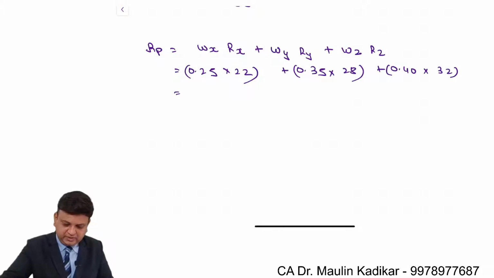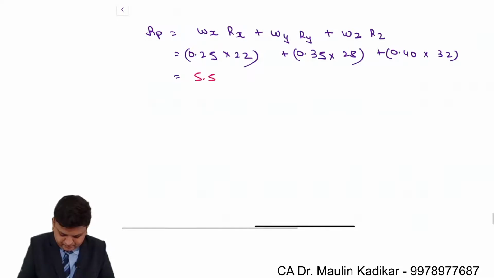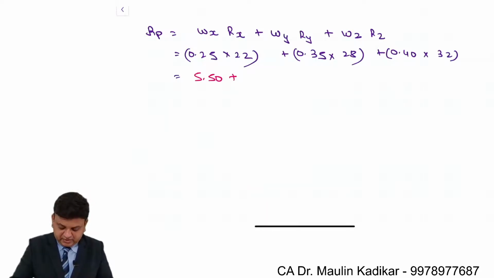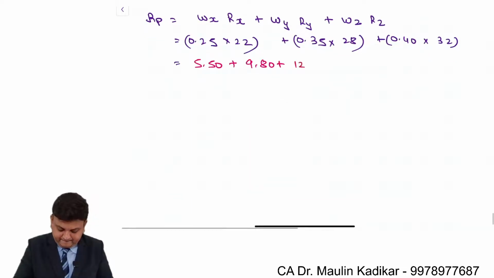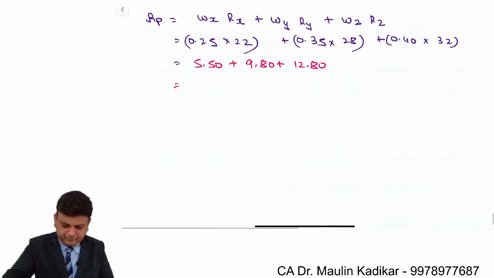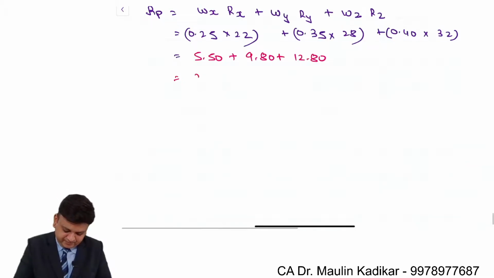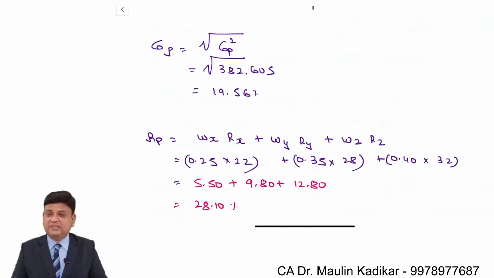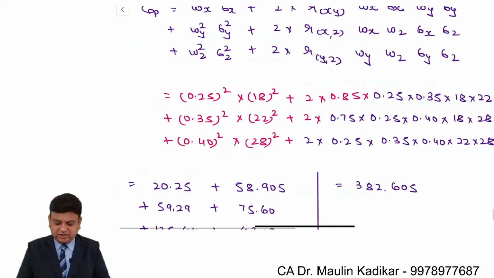So 0.25 into 22, that comes to 5.50, plus 28 into 0.35, that comes to 9.8, plus 32 into 0.40, that is 12.8. So the final answer is going to be 28.1%. Return of the portfolio is comparatively very simple to calculate. We just have to take into account the proportion in which the investment is made and the return of the individual security.